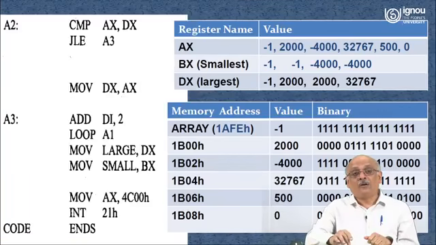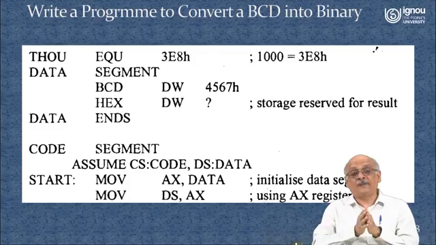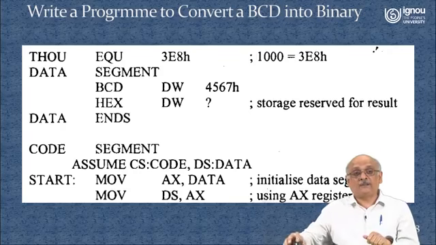This is how you can write your own assembly programs. In this particular program, the 1000 equals is another assembler directive, which basically puts 1000 into a value. The objective is: this is a data word 4567, which we have assumed to be BCD. The objective is to convert it into the equivalent binary value.